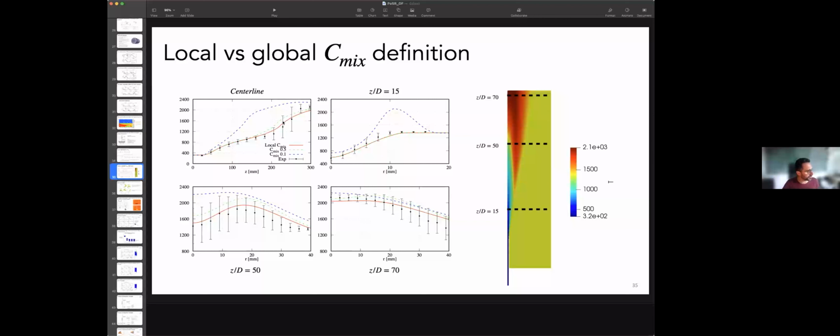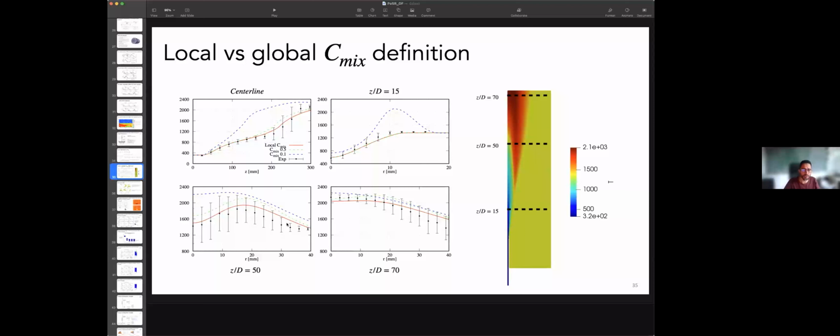The problem for me is more the uncertainty that we have in these coefficients, which is very large uncertainty. Now, what you see here is the result that we get with the optimum, but the optimum, we don't know that a priori. We had to perform a study to get to this optimum. You see that the center line is kind of okay with the green curve, which is specifying a C-mix of 0.5. The same happens at Z over D of 15. But then as you move downstream, the discrepancy increases.